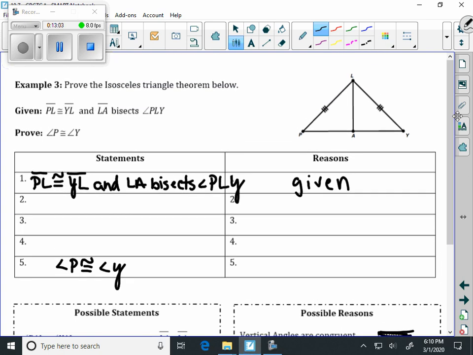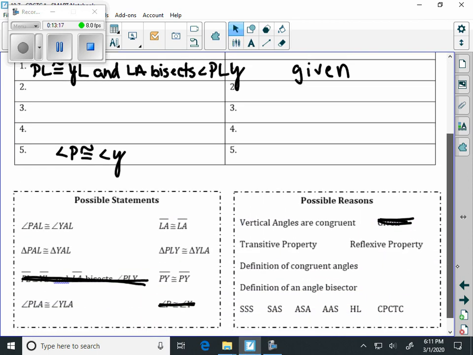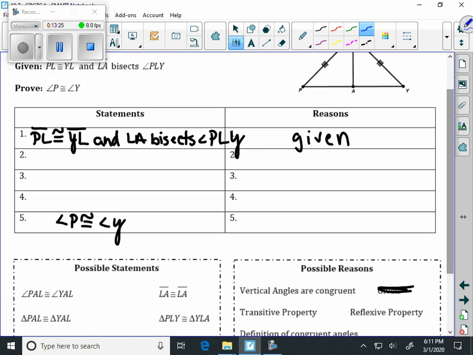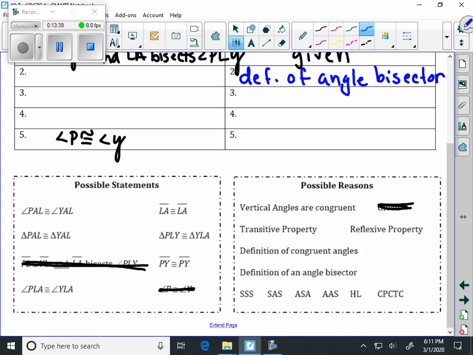One of the things that I notice here is that there's a vocab word in our given. And when I see a vocab word, I'm going to look down here, and bisects is the vocab word, and our possible reason is definition of an angle bisector. So let's fill that in, even though we don't know the statement yet. So we can use definition of angle bisector. Cross that one off.